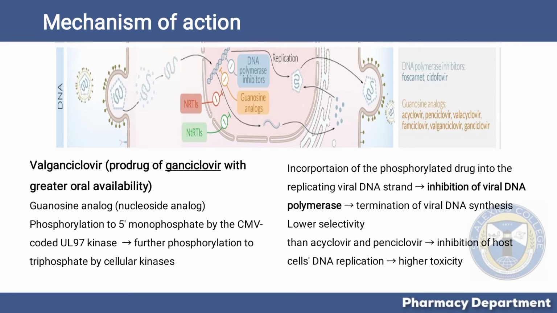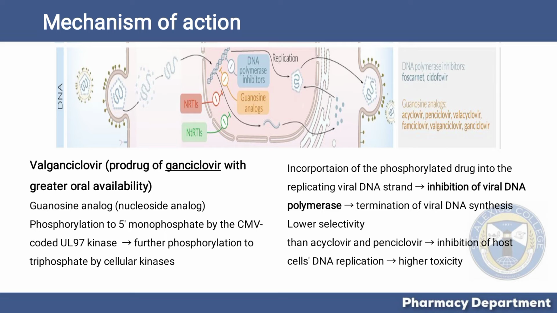Now, in the mechanism of action, this may also use the TK enzyme, but it might not be needed. That is why it is also like acyclovir that is effective in HSV and VZV infections. But it can also use the phosphotransferase, which is the UL97 kinase of the CMV virus. So that's why it is also effective in CMV virus.